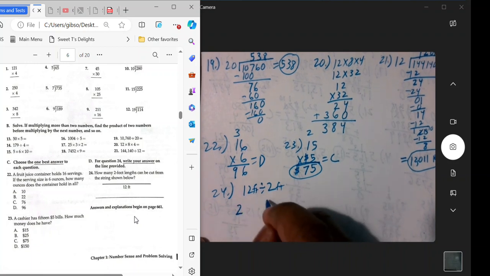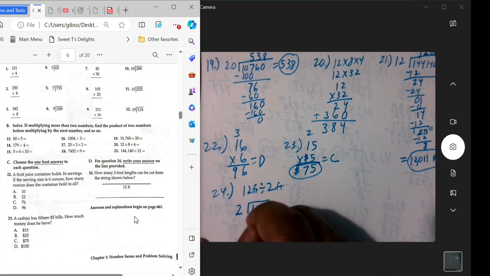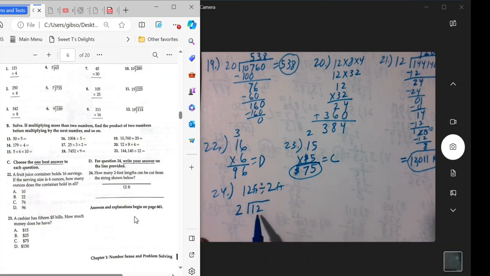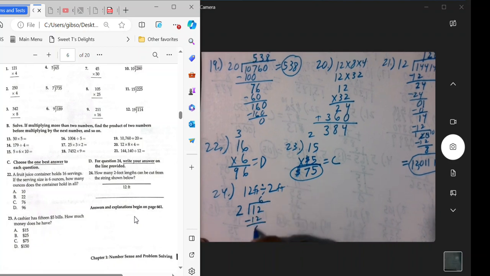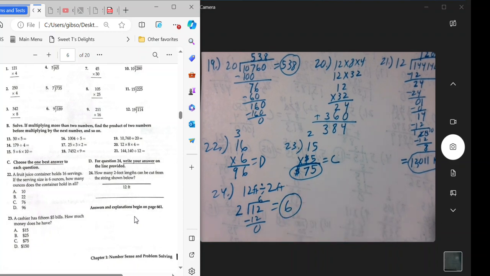So 2 is the divisor, 12 is the dividend. So 2 goes into 1 0 times, 2 goes into 12 6 times. 6 times 2 is 12, and we have 0 remainder. So our answer here would be 6 that it could be cut in.